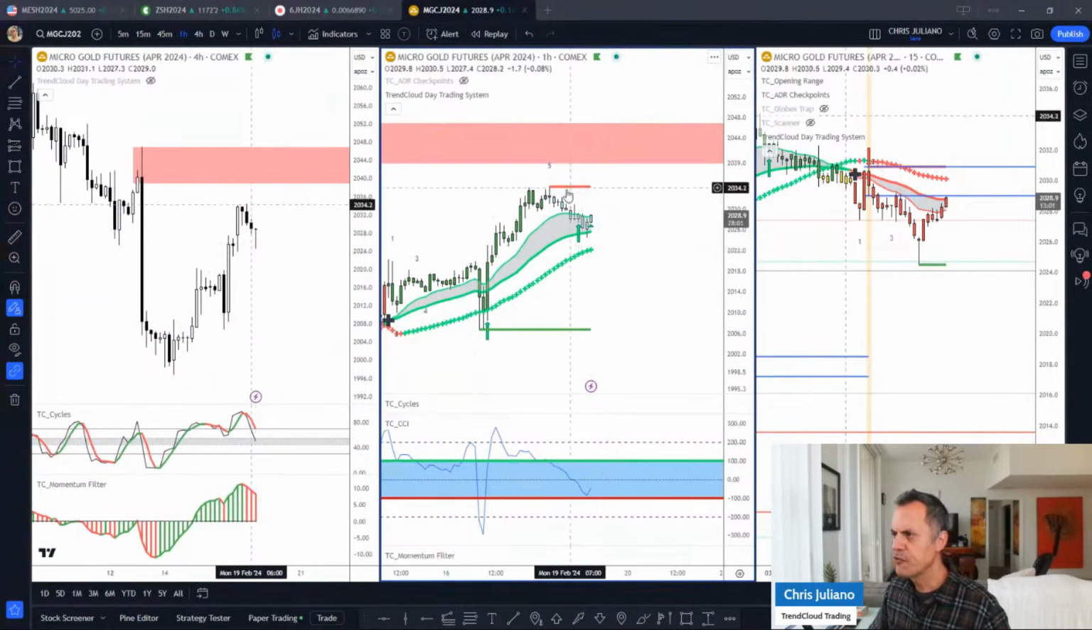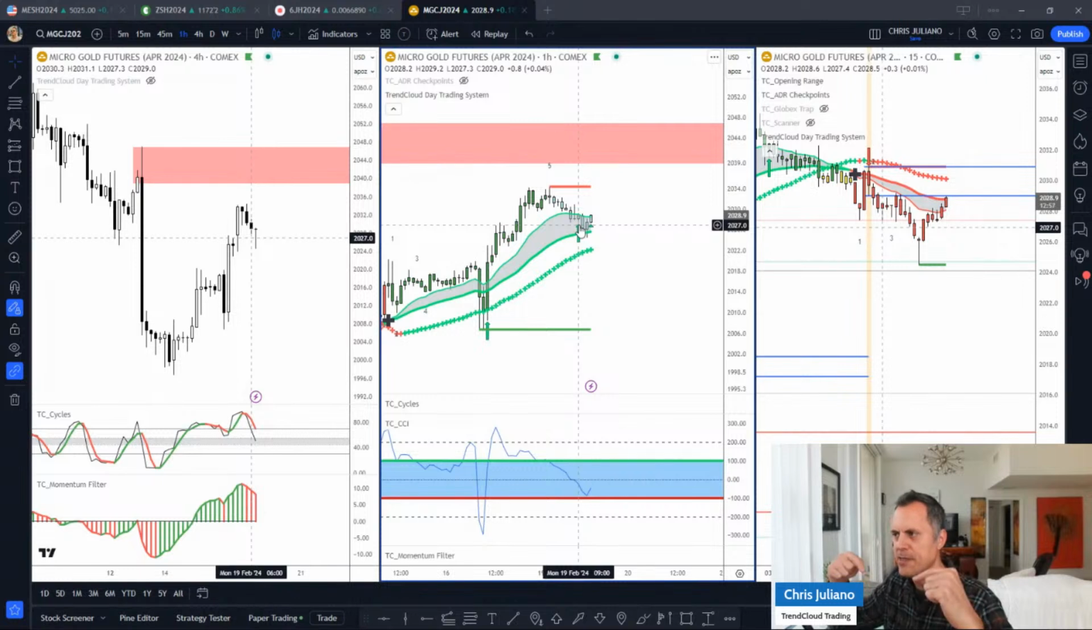All right. So what's going on right here on the 1 hour chart? The time frame that is happening right now, right?